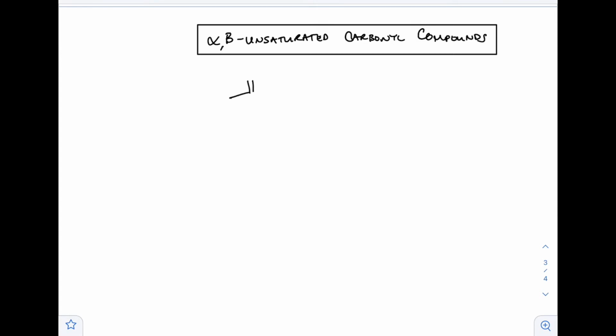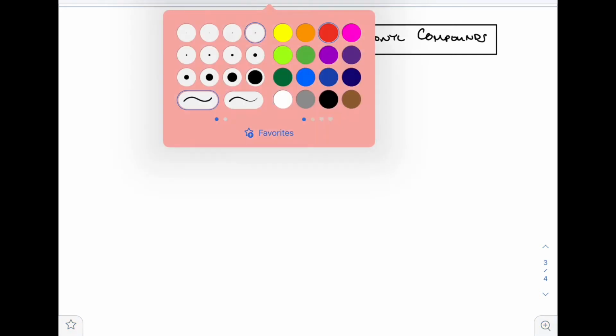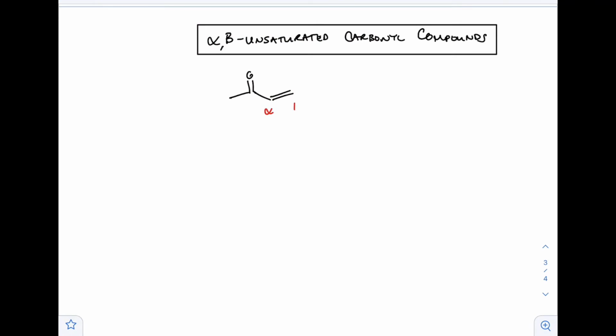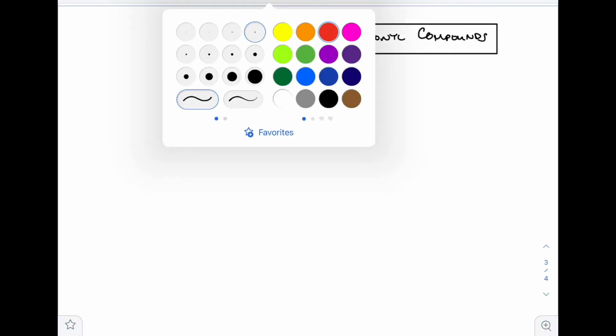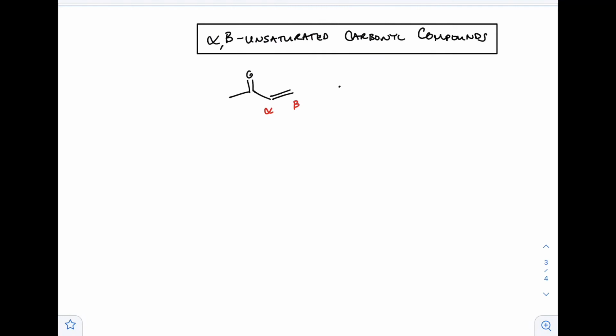Alpha beta unsaturated carbonyl compounds. So this is pretty cool too. This reaction is fun, but it's also not that difficult conceptually. Alpha beta unsaturated compounds have that alpha carbon, which is the carbon next to the carbonyl. And then the next one would be beta, right? Alpha, beta, gamma, delta, and so on and so forth.